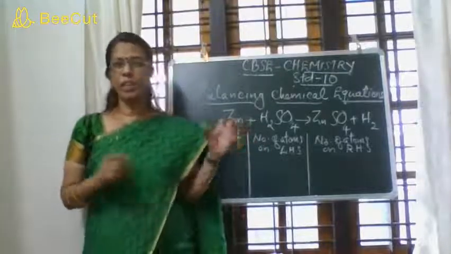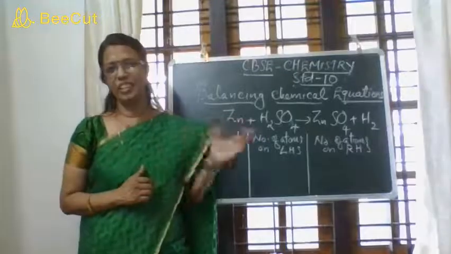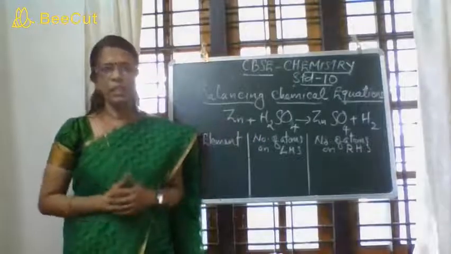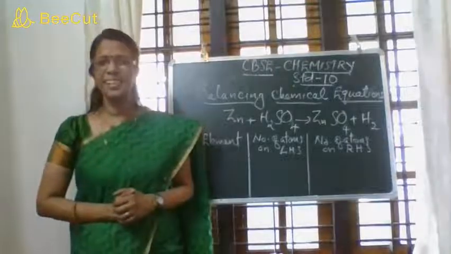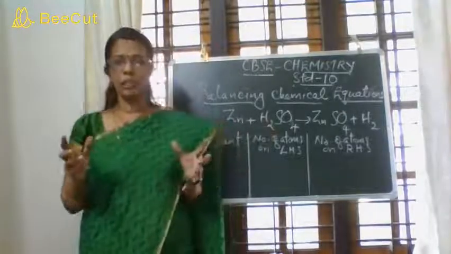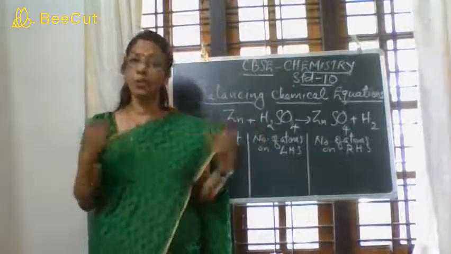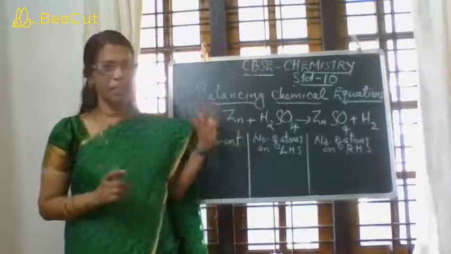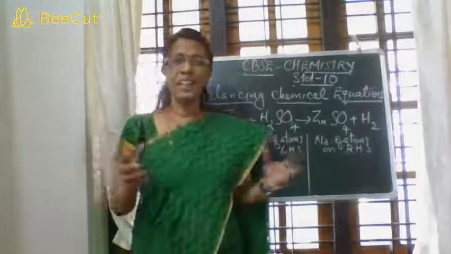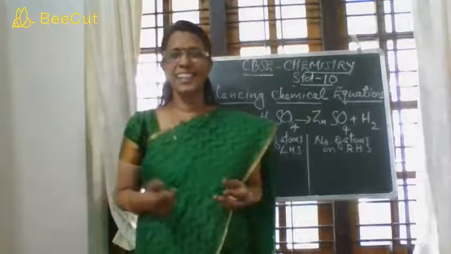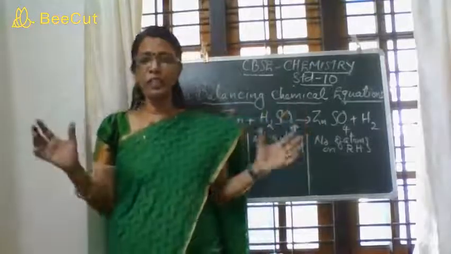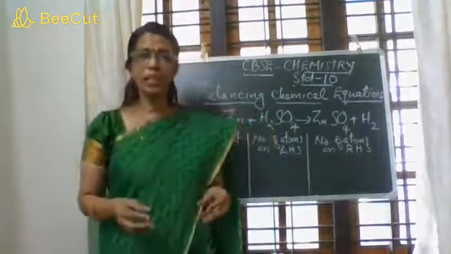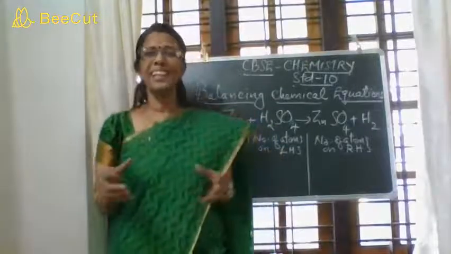We have already started the chapter in the first video, and there we discussed what reactants and products are, and what a chemical equation represents. A chemical equation represents a chemical reaction. When a chemical reaction is conducted, it can be represented in the form of an equation. That is a chemical equation.